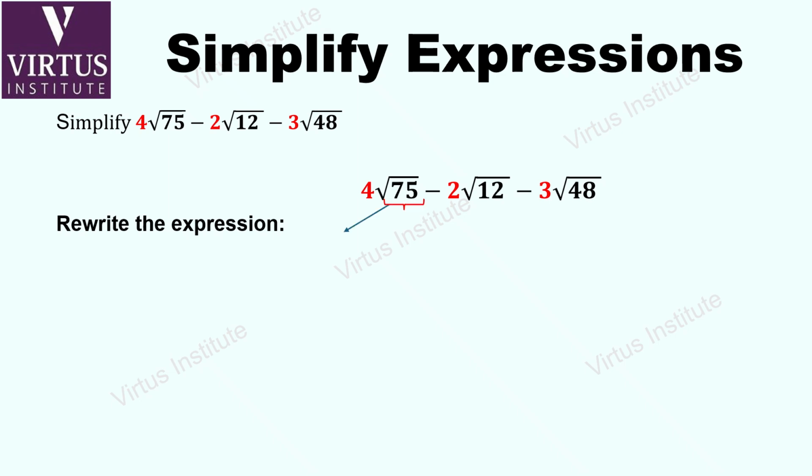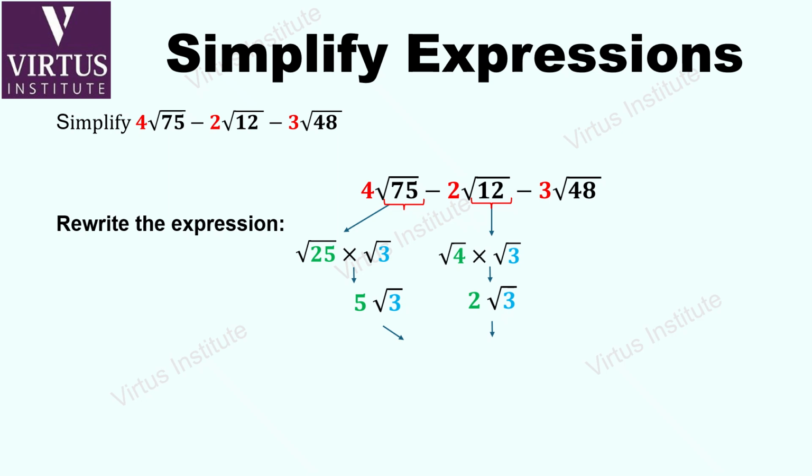square root 75. Since square root 75 splits into root 25 times root 3 and 25 is a square number, the square root of 75 simplifies to 5 root 3. Next, simplify the square root of 12. Since root 12 splits into root 4 times root 3 and 4 is a square number, the square root of 12 simplifies to 2 root 3.